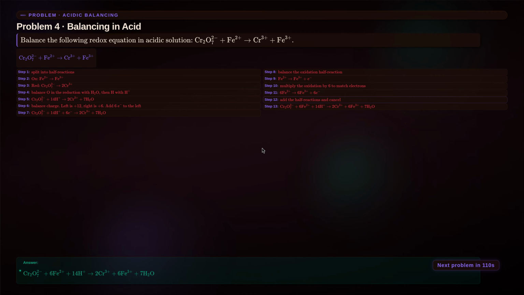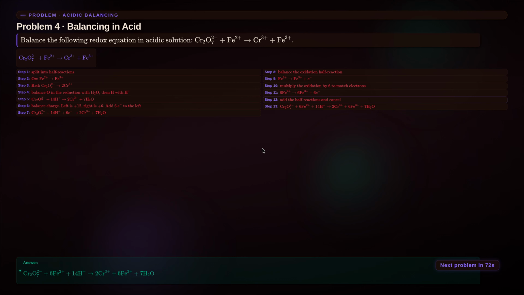Step 2. Balance the reduction half. There are 2 Cr on the left, so we need 2 Cr3+ on the right. The 7 oxygens on the left are balanced by adding 7 H2O on the right. The 14 hydrogens are balanced by adding 14 H+ on the left. The charge on the left is -2 plus 14 times +1, which equals +12. The charge on the right is 2 times +3, which equals +6. To balance, we add 6 electrons to the left.